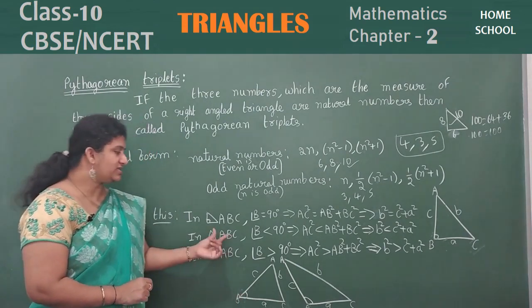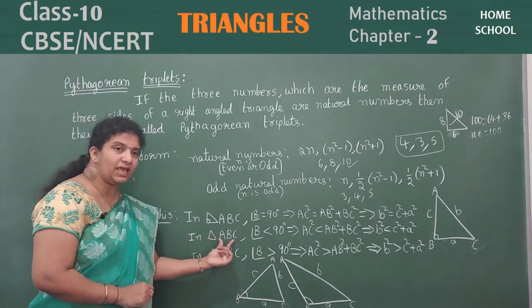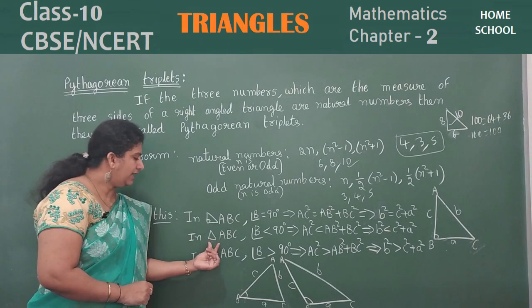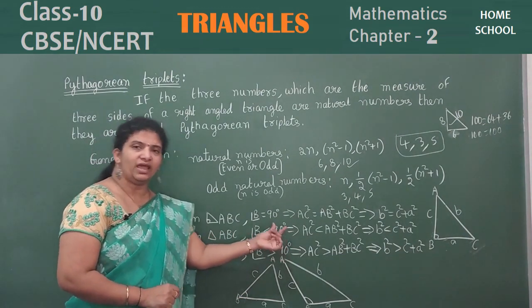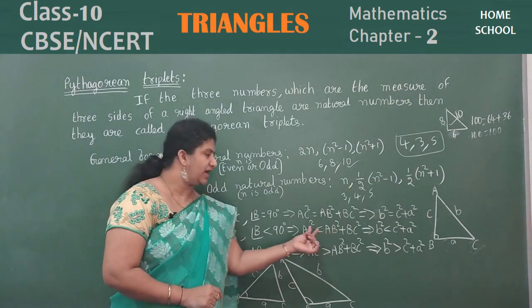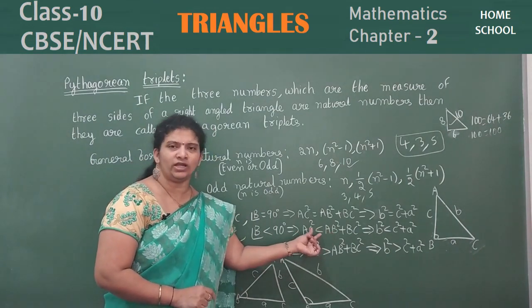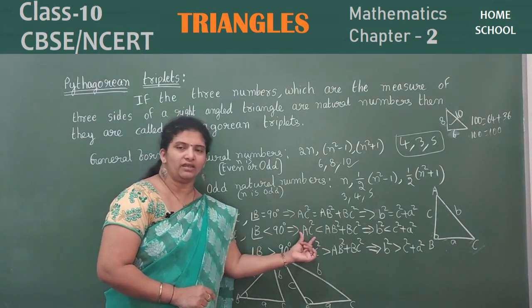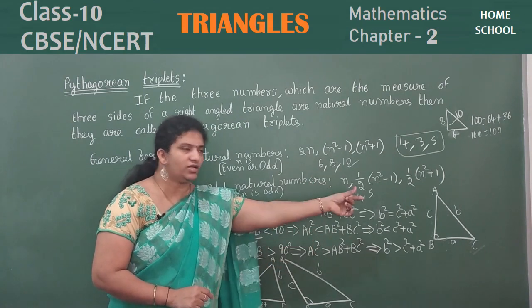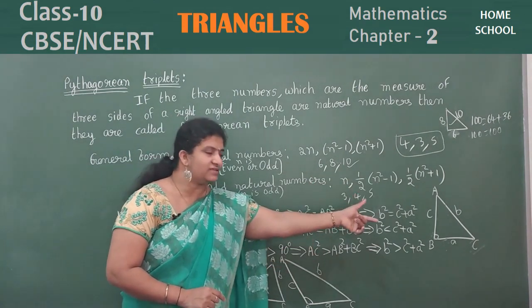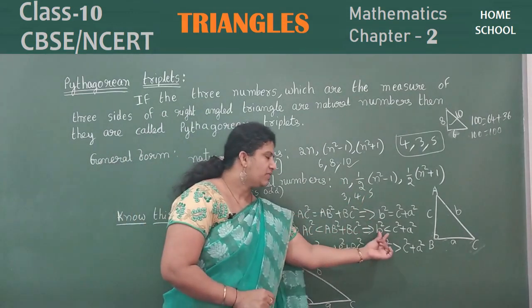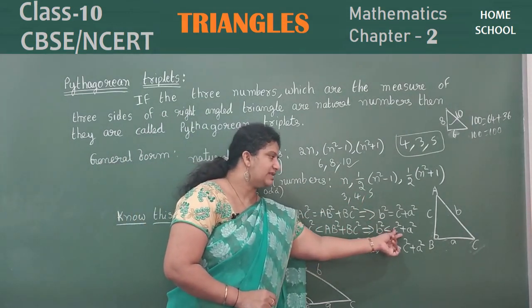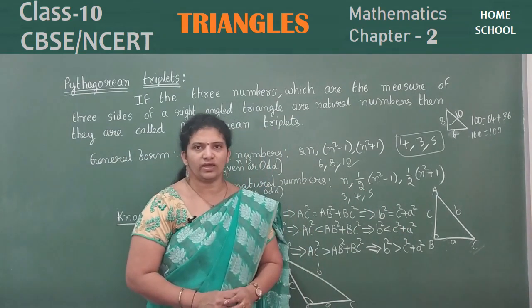How do you write the statement? In triangle ABC, not right, in triangle ABC, angle B less than 90, then your Pythagoras statement you can write with less than, not equal. AC square, that means hypotenuse square, is less than the sum of squares of the other two sides. That means BC square is less than C square plus A square.